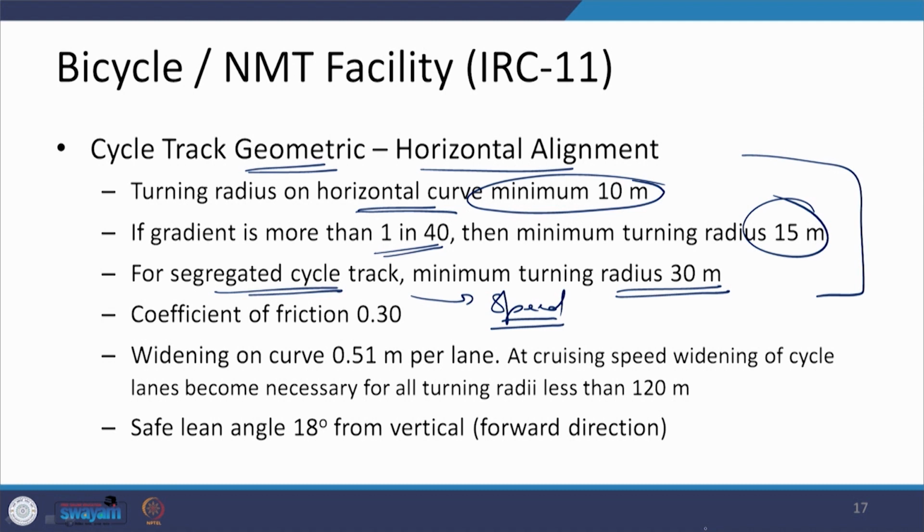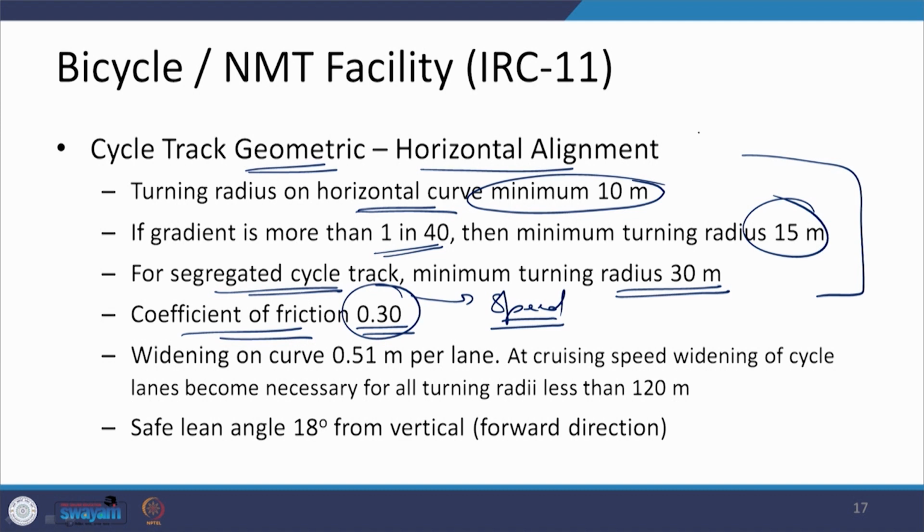Coefficient of friction is another important thing, and that is used when we talk about the various geometric design elements, like the radius with respect to the speed, etc. And there the factor which is defined for the cycle tracks is 0.3.